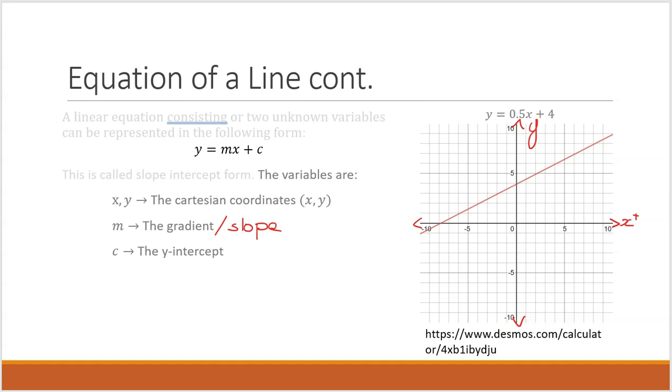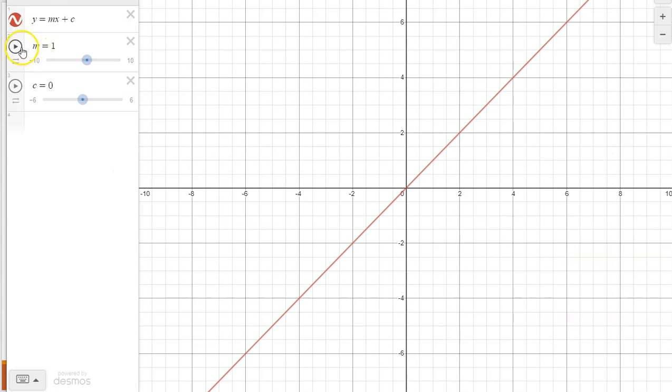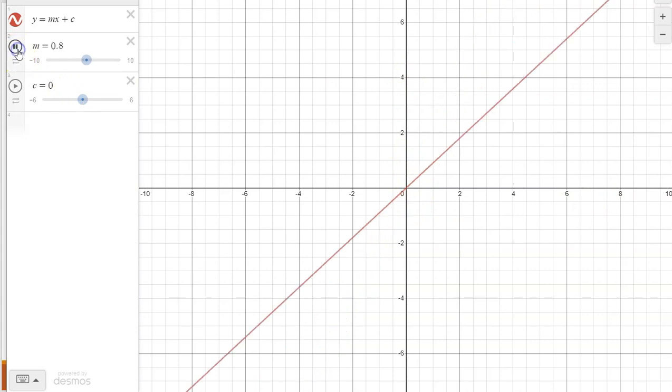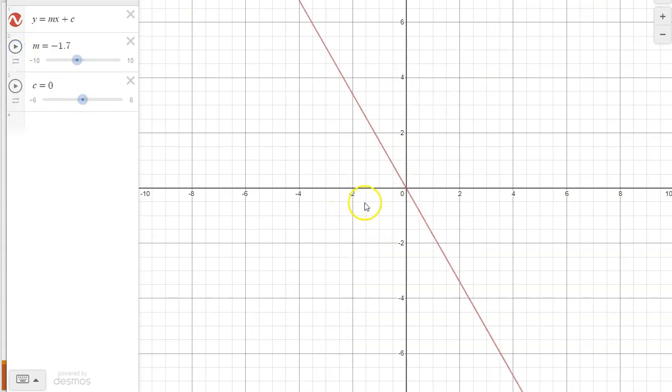Now if I go across to Desmos, notice with the m, if I change the m, the line swings upwards and downwards. So I'll hit pause. For a positive value of m, the line goes upwards. So as x increases, the line increases in y value. Notice as the line swings negative, as the x values increase, the line becomes more negative in the y value.